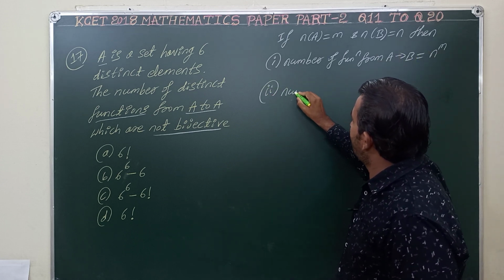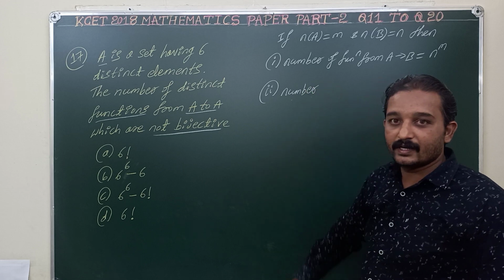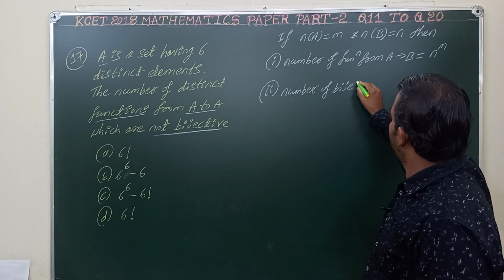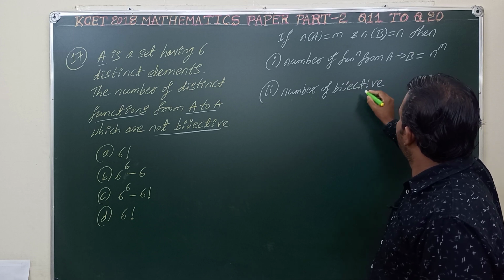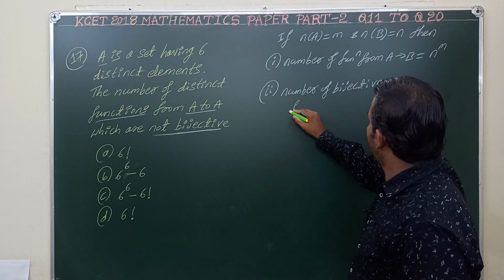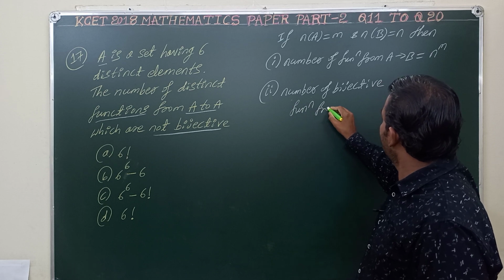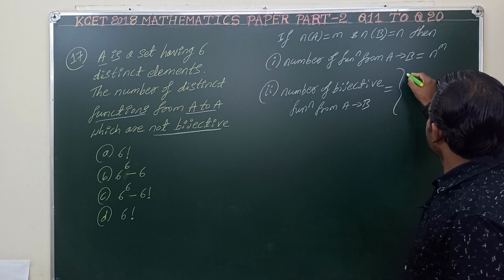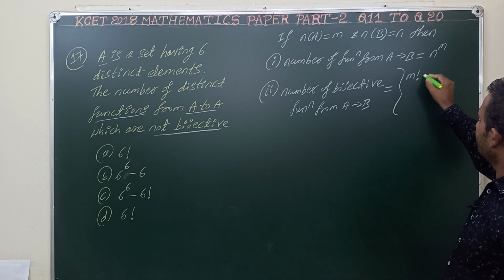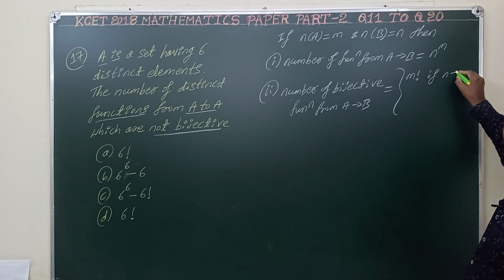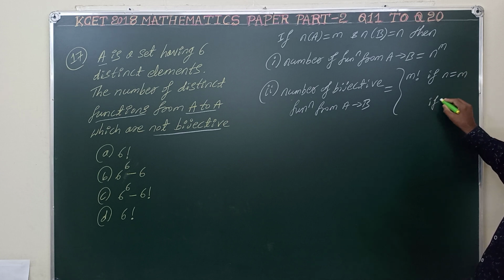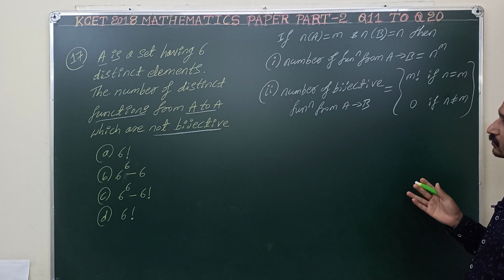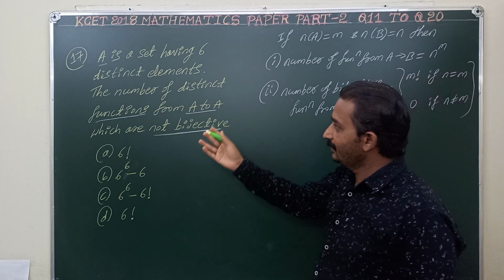And one more formula is there, for bijective functions. Number of bijective means what? One-one and onto functions. Number of distinct bijective functions from A to B is equal to n factorial or m factorial, if n is equal to m. If n is not equal to m, number of bijective functions is 0. Using these two formulas, we have to find out the required answer.